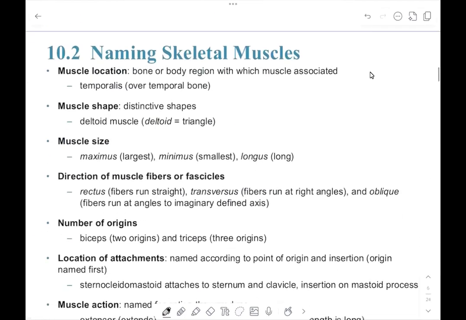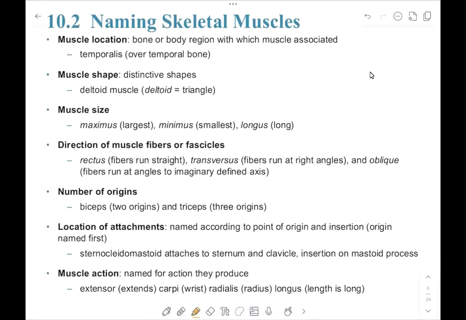The next slide is showing how we name muscles, and there's various characteristics that we use. There is the muscle location, like the temporalis muscle is on the temporal bone. The shape of the muscle is, for example, the deltoid muscle is in a triangle shape. The muscle size is maximus, which means largest. Medius or minimus, which is smaller. Medius is kind of between maximus and minimus. And then longus, which is long.